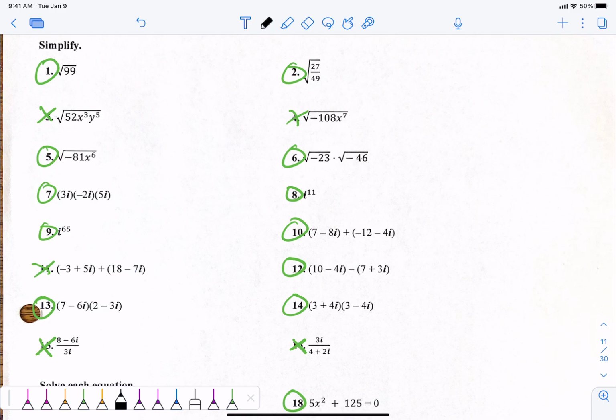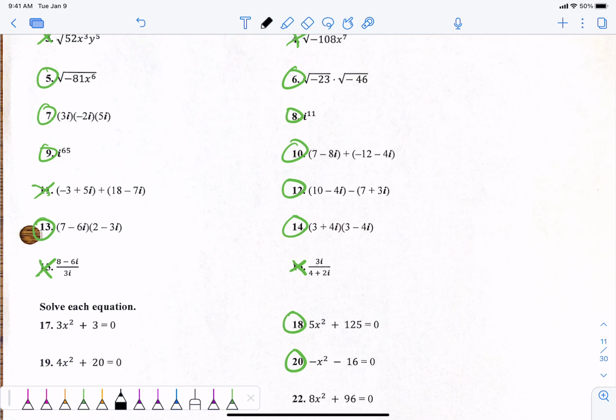So which ones do we do? We do 1, 2. It says on the board. Circle these: 1, 2, 5, 6, 7, 8, 9, 10. You skip 11, go to 12. Do 13 and 14 and skip 15 and 16.